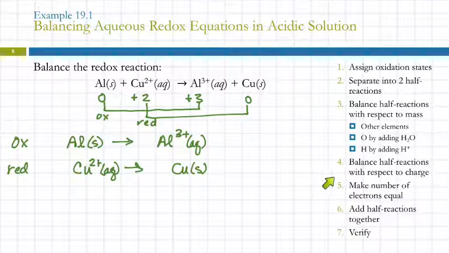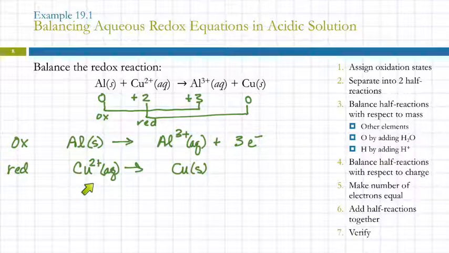Now I'm going to balance each half reaction with respect to charge, because here I've got 0 charge on the left and +3 charge on the right. So to balance that, I'm going to put electrons into the equation. Electrons have negative charges, so if I add 3 electrons here, I've got 3 negative charges with the 3 positive charges. That'll add up to 0, which is the same as the other side. That makes sense?